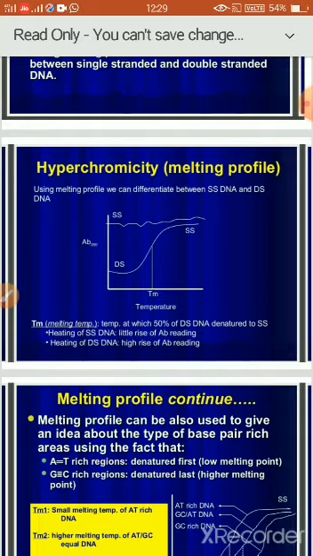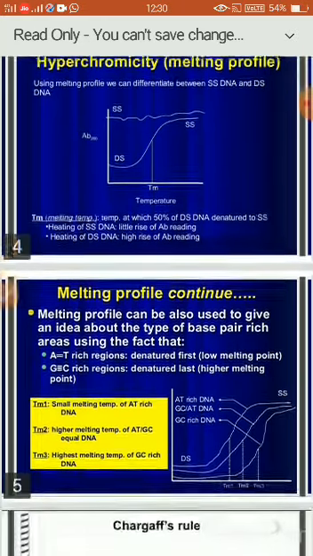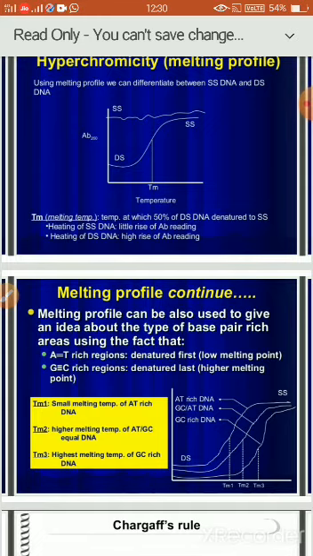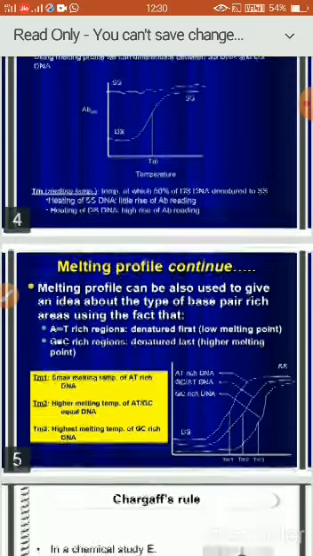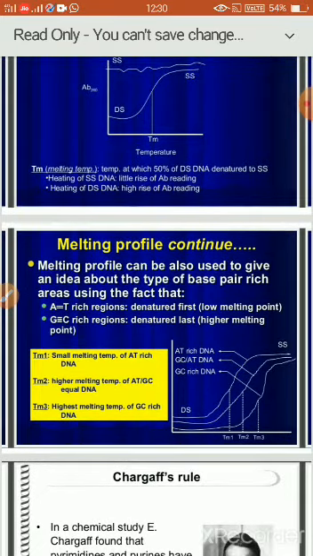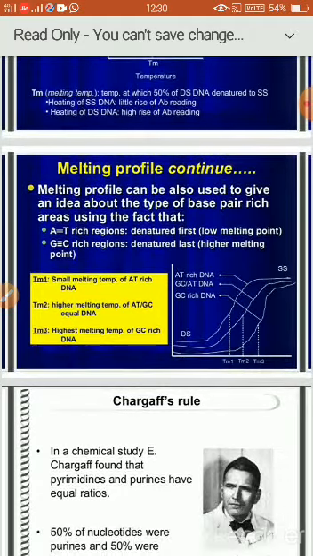Next, melting profile continued. The melting profile can also be used to give an idea about the type of base-pair-rich area, using the fact that AT-rich regions denature first, that is low melting point, and GC-rich regions denature last, that means higher melting point. So a higher melting point always denatures last, and a low melting point always denatures first. So make sure, students, low melting point is AT-rich, and higher melting point is GC-rich. As you see in the graph, single-stranded DNA is at the saturation point and double-stranded at its peak. AT-rich, GC-rich, denaturation lower melting point and higher melting point.